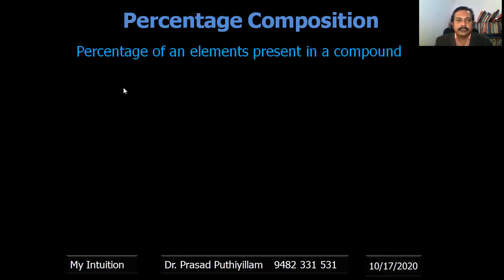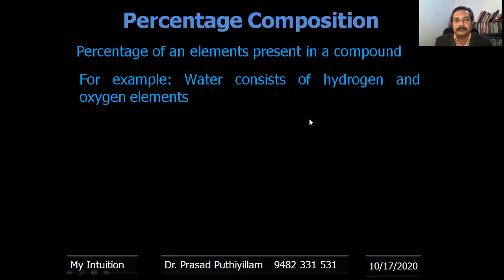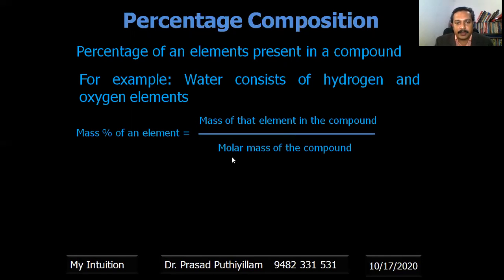Percentage composition. It is a percentage of elements, not an element. It's a percentage of elements present in a compound. For example, water consists of hydrogen and oxygen elements. Then we can say mass percentage of element is equal to mass of that particular element in the compound divided by the molar mass of the compound multiplied by 100. It will give the percentage of mass of that particular element.